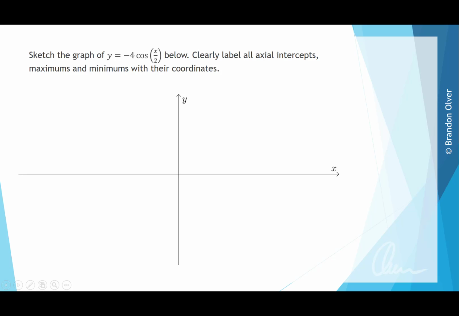Sketch the graph of y equals -4 cos of x divided by 2 below. Clearly label all axial intercepts, maximums and minimums with their coordinates.